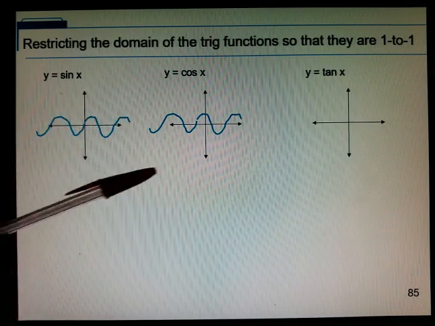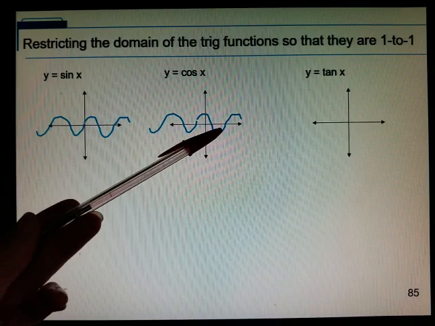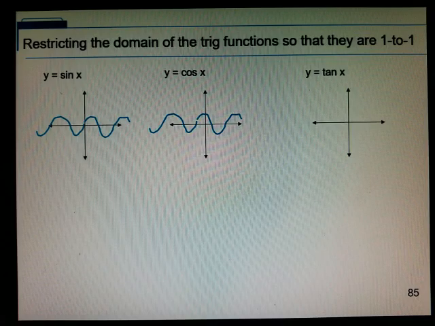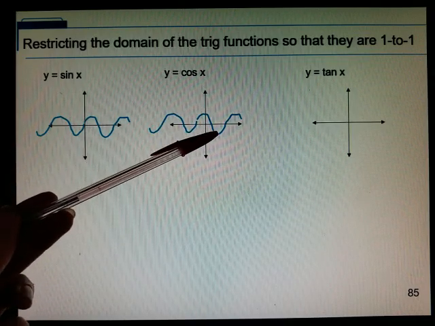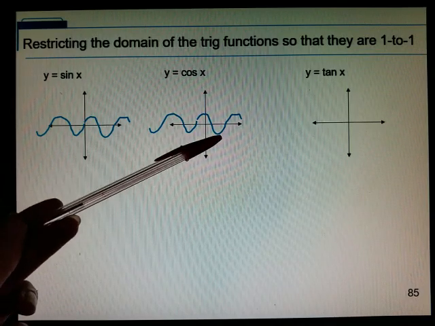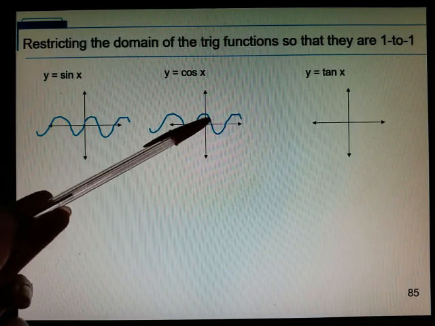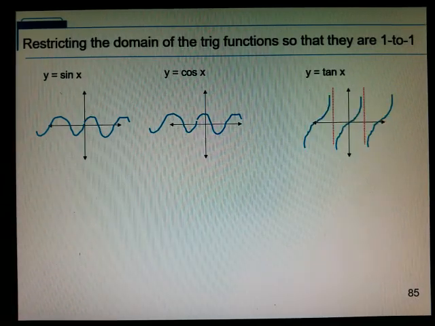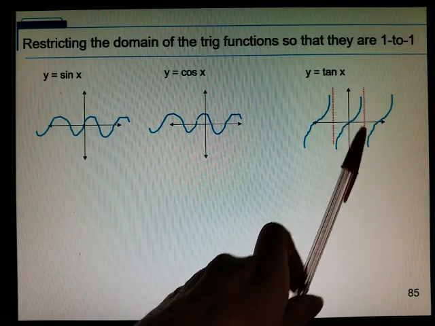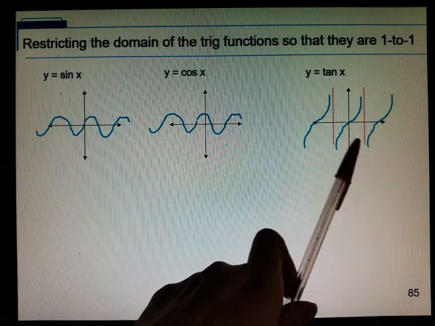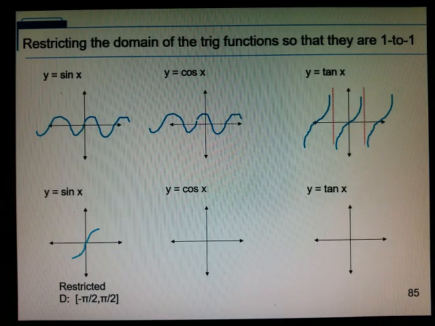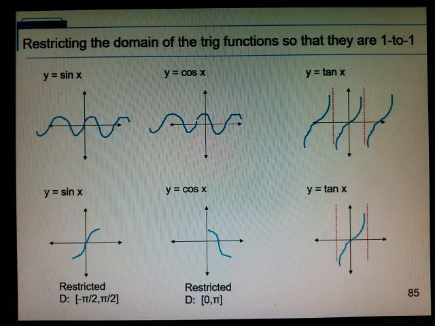The cosine graph. If I restrict from 0 over here to pi, actually, I'm sorry, that would be 0 to 2 pi. That's not one-to-one. But if I go 0 to pi and stop here at pi, that would be strictly decreasing. That would be strictly monotonic, and therefore it would be one-to-one from 0 to pi. Tangent of x. I don't want to cross that asymptote for the one-to-one, so I would go from negative pi half to pi half, and that would make this also one-to-one. So again, this is where they are restricted to make them one-to-one.